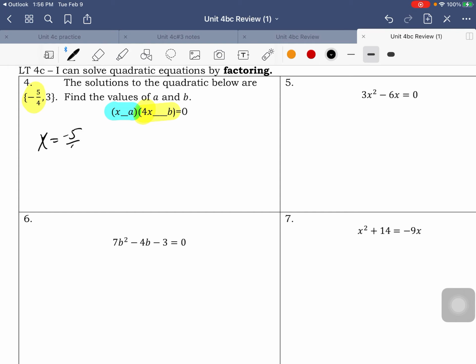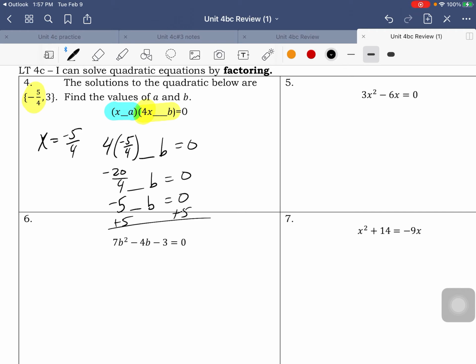X equals negative 5/4. So we're going to substitute negative 5/4 in for x. So 4 times negative 5/4 plus b equals 0. 4 times negative 5/4 is negative 20 over 4, plus b equals 0, and that'd be negative 5 plus b equals 0. If you add 5, that will give you what b is. It's going to equal positive 5.